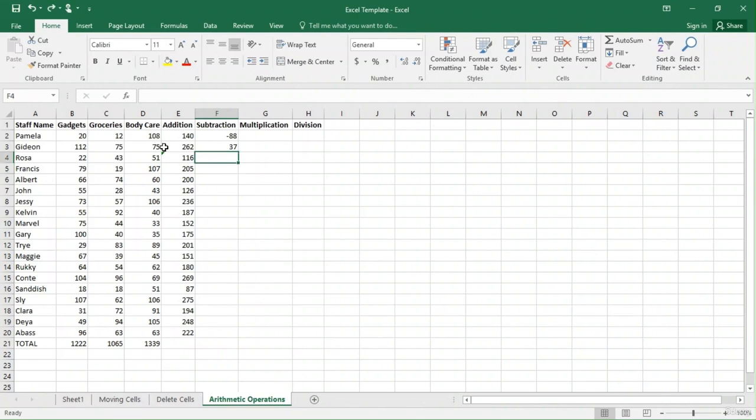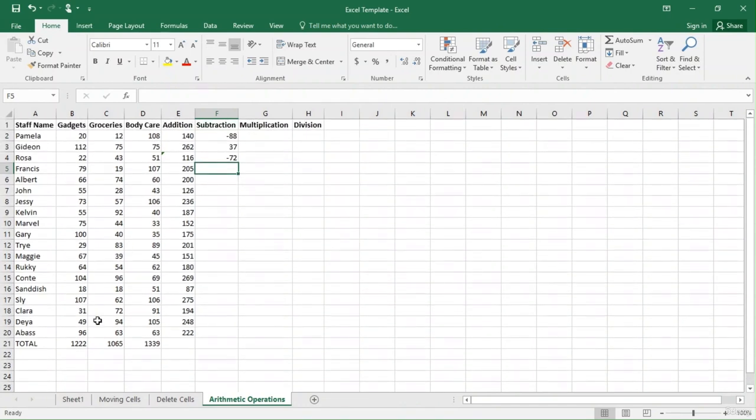You can also subtract multiple cells. Let's say we want to subtract gadgets and grocery and body care. You can have it equal to B4 minus C4 minus D4. And you have it, minus 72. Try to perform these calculations again so you can understand how this works.